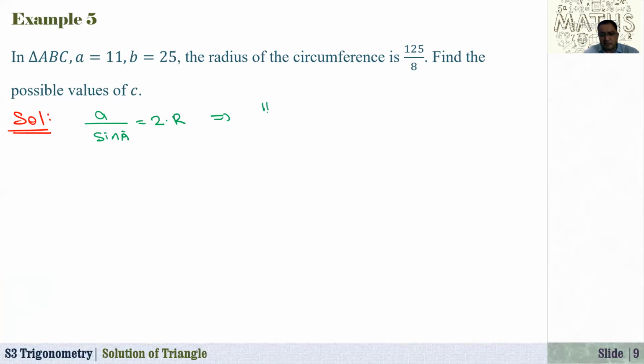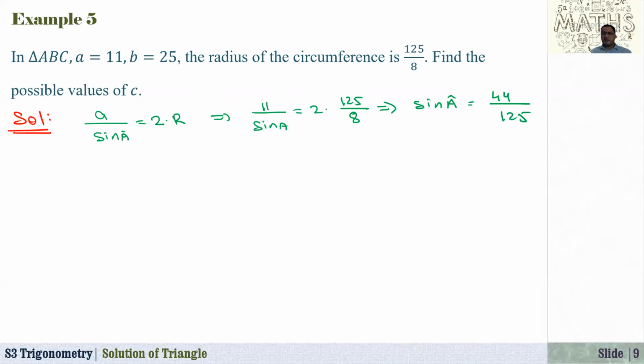So a is equal to 11, and sine of A I don't know, is equal to 2 times R. What is R? That is 125 over 8, so 2R is equal to 125 over 4. Now from here we can find sine of A. So sine of A is equal to, here 4 goes up, that is 44 over 125.